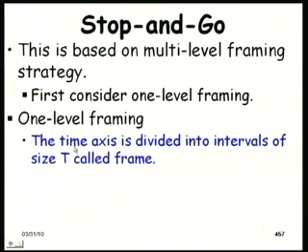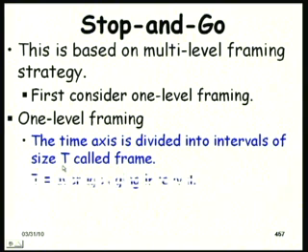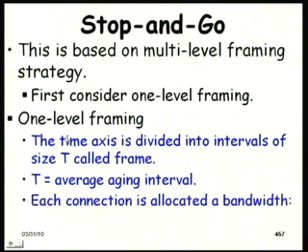In a one level framing, we divide the time axis into frames. Each frame is of size T. T is also called the average aging interval, also called the frame, and T is a parameter for the one level framing. What do we mean by aging? The aging interval is the time the packet would have to wait, to age there before it can get transmitted.